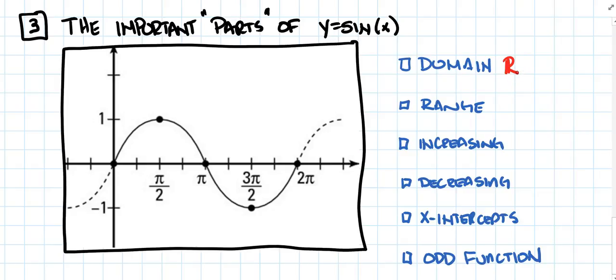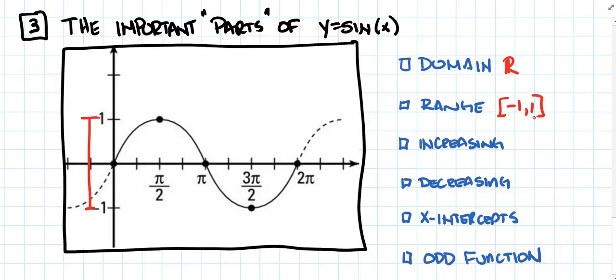When I say real numbers, I'm talking about any angles that I'm putting in, and those can be radians or degrees. The range, however, is different. The range is trapped between +1 and -1. So this is our range: it is between -1 and 1, and you can represent it just like that.